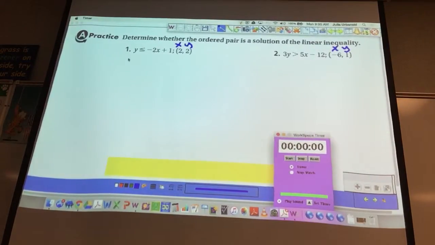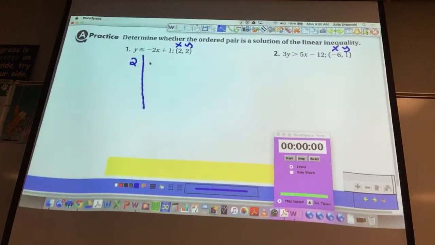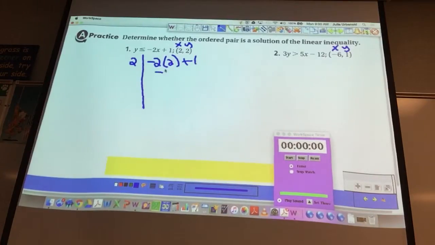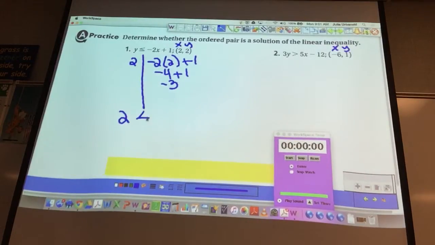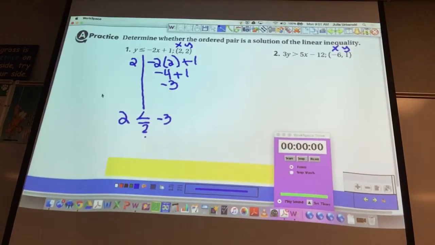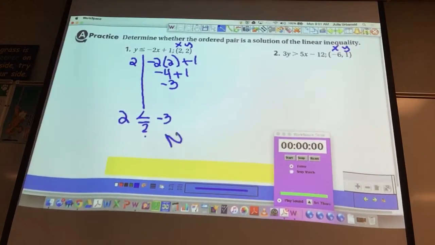X is 2 and y is 2. So what I have here is a 2, and I'm going to compare that to negative 2 times 2 plus 1. That's negative 4 plus 1, or negative 3. Is 2 less than or equal to negative 3? That's no, that's right. Because 2, a positive number, would be bigger than a negative number. So that one's no.